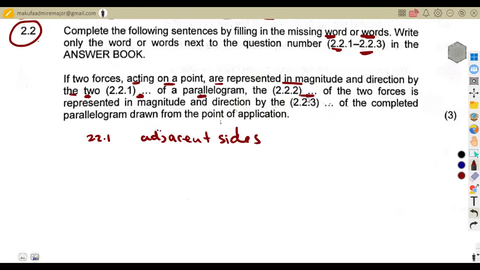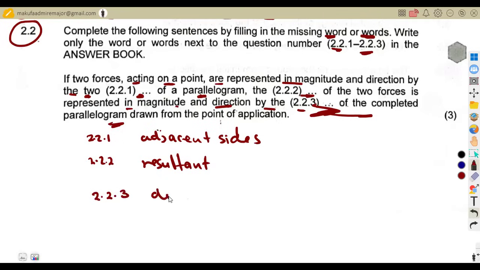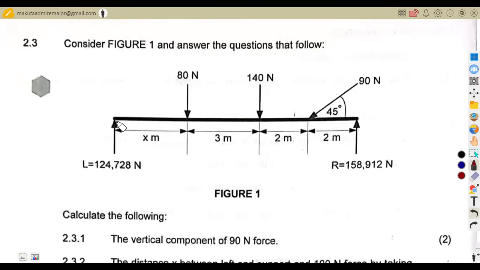What is it? The resultant now. All right, so this is 2.22, which is now the resultant is represented in magnitude and direction by the diagonal of the completed what? Parallelogram. All right. Like I said, this we are simply taking from the parallelogram of forces. I want you to go through that and make sure you understand it as a definition on its own.